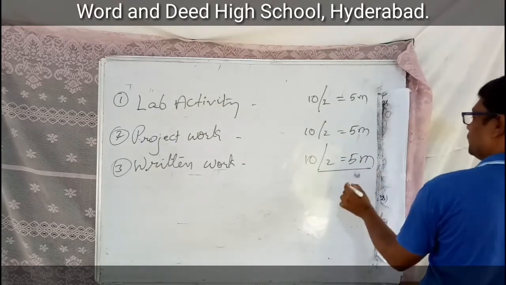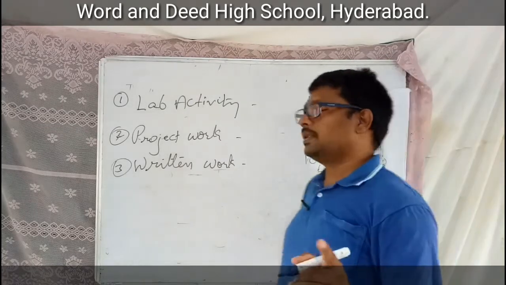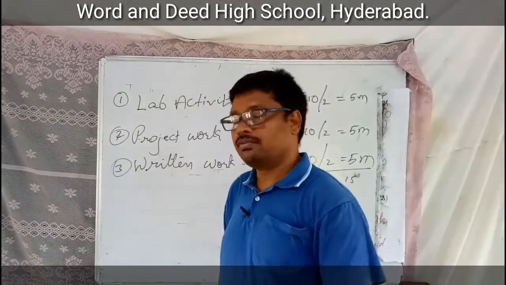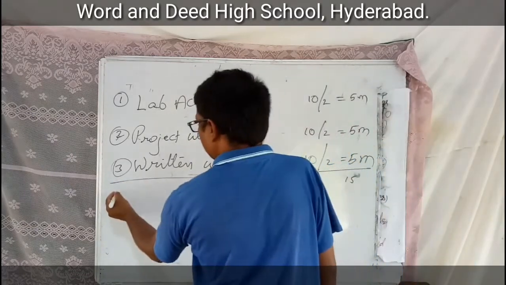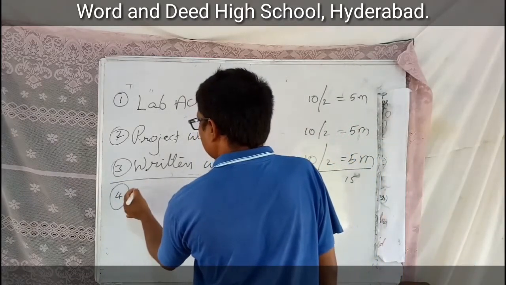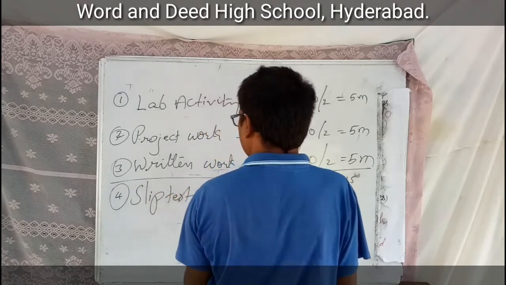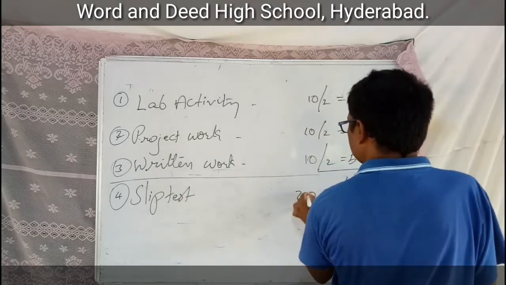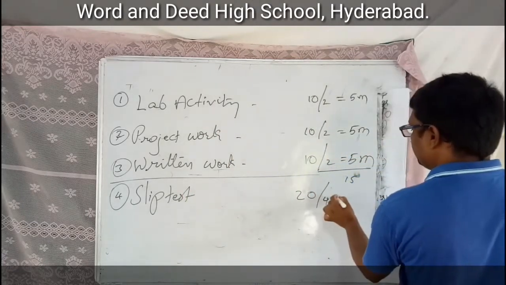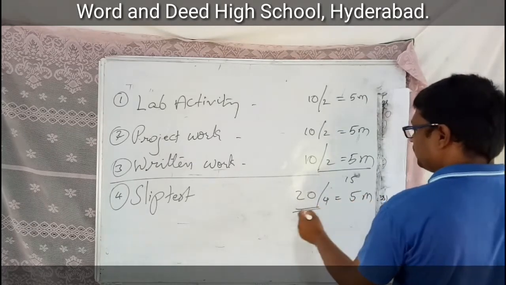Here, total how many marks for these works? 15 marks. And how many marks are remaining? 5 marks are remaining. That 5 marks are for the slip test. Here the slip test will be for 20 marks, and that will be divided by 4, that carries 5 marks. The questions are given for the slip test.